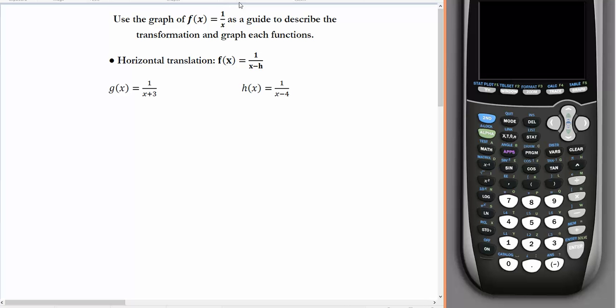We have 1 over x here. It's going to be the parent graph. But you see this one? The first transformation that we're going to deal with is going to be minus h here. When we have this type of change, we're going to have a horizontal translation.